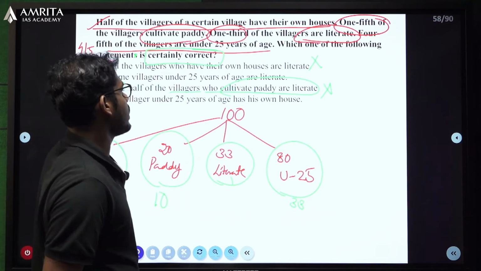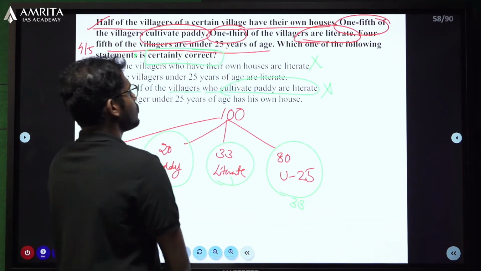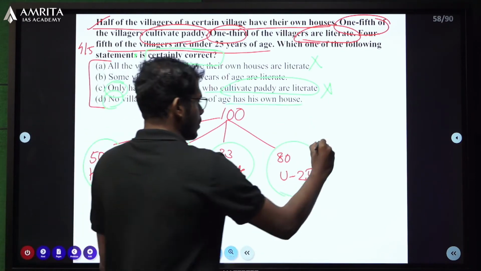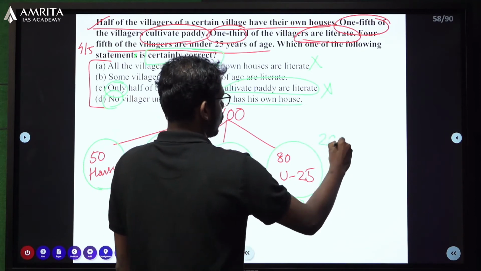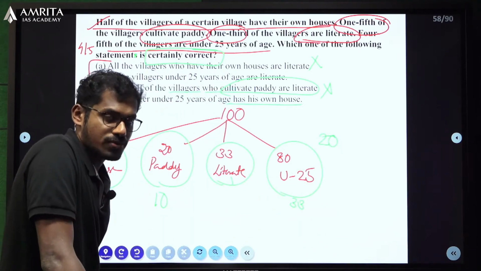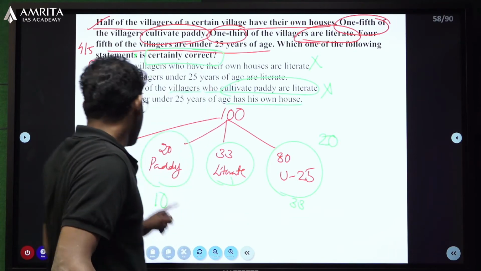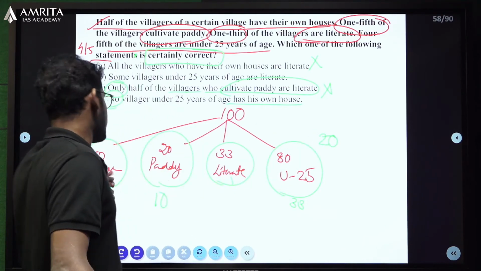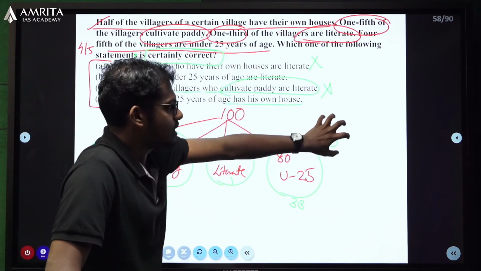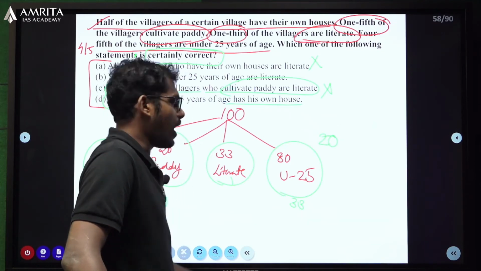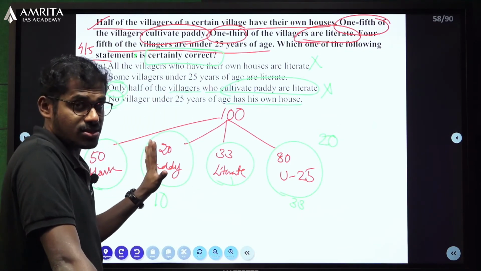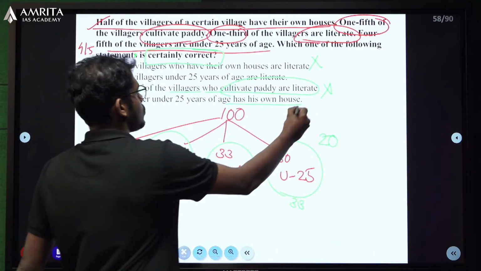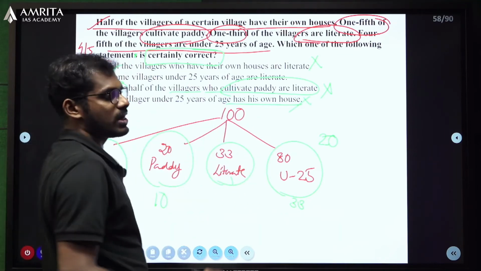No villager under 25 years of age has his own house. Can we say so? No villagers under 25 years, so there are only 20 villagers above the age of 25. But there are 50 villagers who have their own house. So 20, 50. We cannot say that only those above 25 years of age have their own house. There are 50 villagers who own a house, but only 20 villagers above the age of 25. So this is not possible. So the answer will be option B.